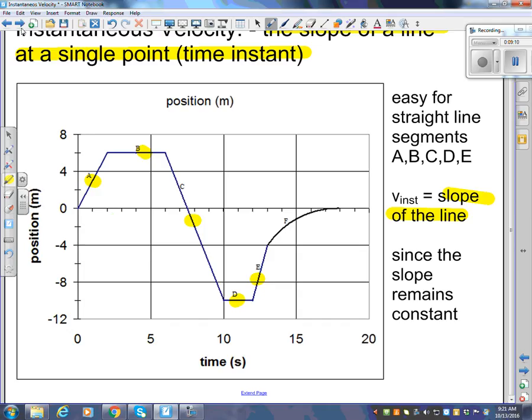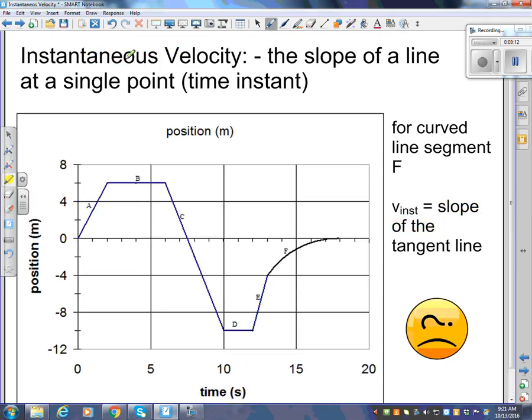Okay? So, how do I do it for a single point? The slope of a line at a single point, at a time instant. Okay, instantaneous velocity, same graph, all I'm doing is here. For curved line segment F, you find the slope of the tangent line. And what do I mean by the slope of the tangent line?